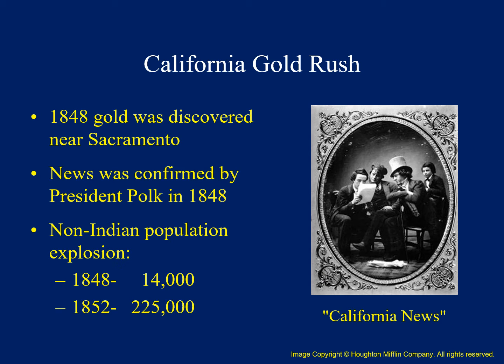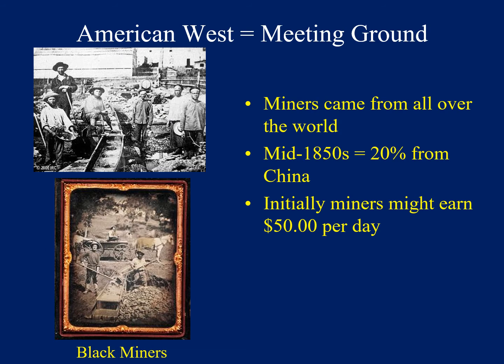We see some statistics on the left where the non-Indian population exploded between 1848 and 1852 in what is now California. In many ways, the American West became a meeting ground for people from all over the world as people flocked from China, from the East Coast, from Mexico, from many different areas to try to strike it rich in California. By the mid-1850s, 20% of California's population had been born in China.